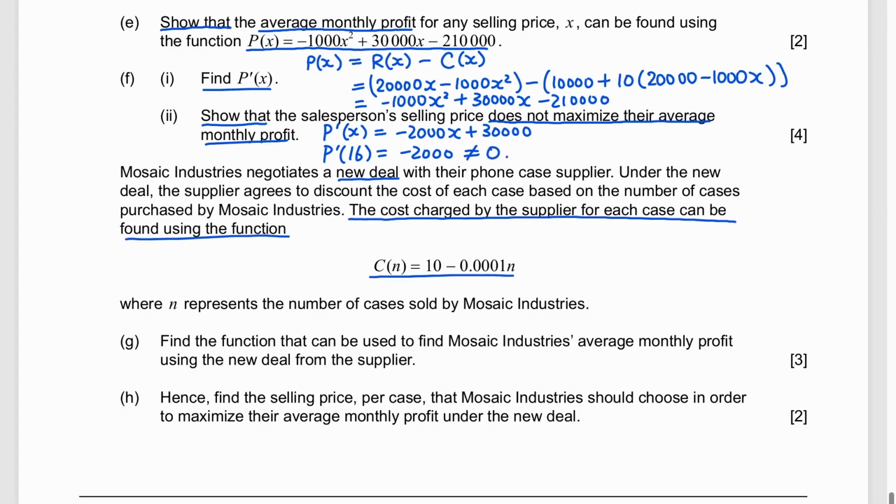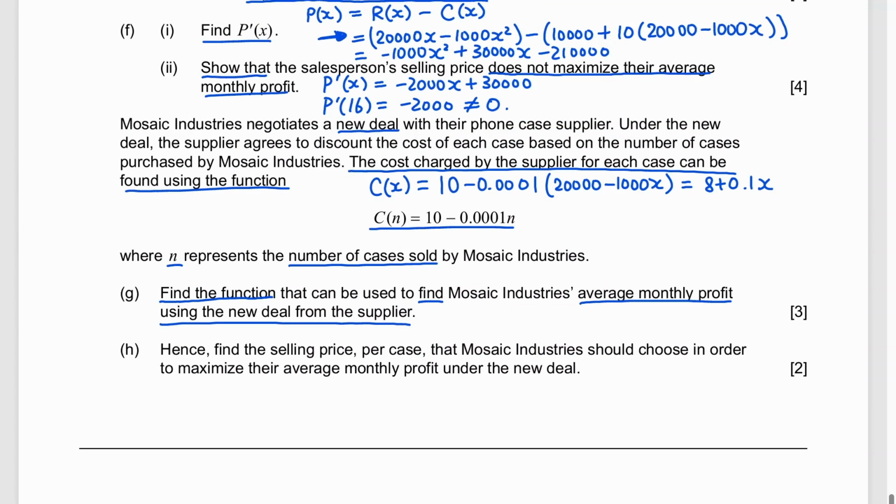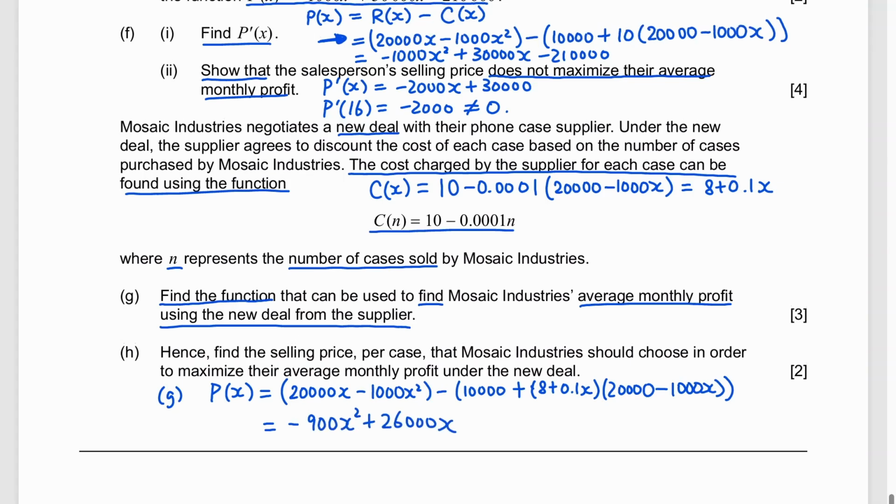Part G. Now the cost per case follows a new function C of n. We can first express C in terms of x using the relationship between n and x. To find the new profit function P(x), we use the same process as in Part E, but replace the 10 by this new cost function. After simplification, we get P(x) equals negative 900x squared plus 26,000x.